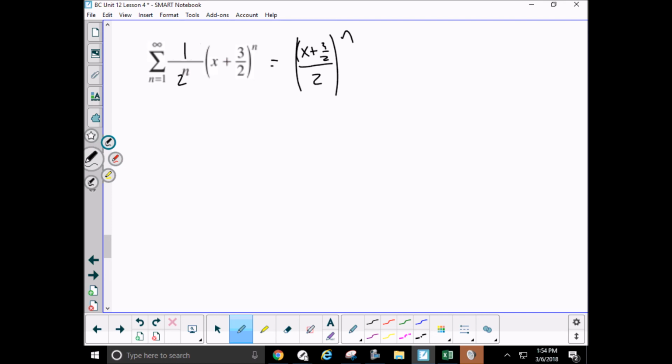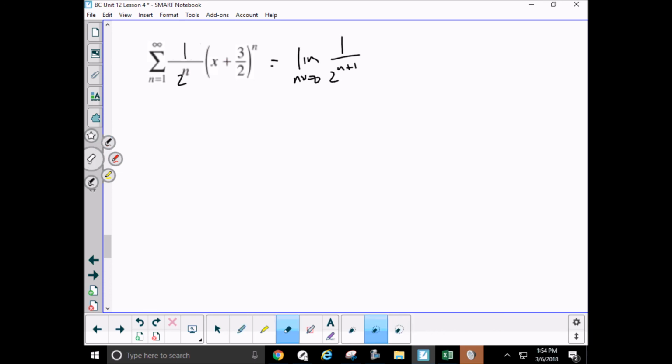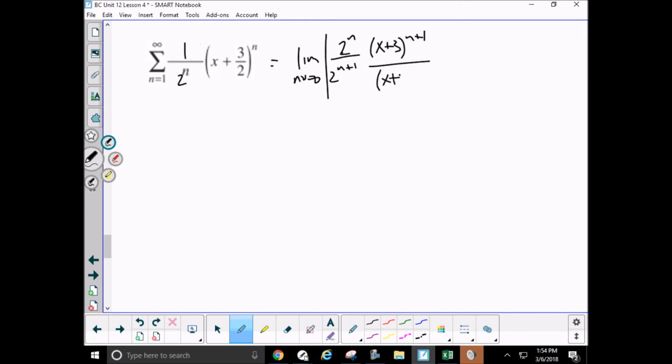But the geometric series is a lot quicker to do, because we already know that it's, okay, x plus 3 halves over 2, this absolute value is less than 1. That's what we're going to end up with anyways using the ratio test, but watch how much longer it takes to get there. All right, here we go. Limit as n approaches infinity of 1 over 2 to the n plus 1. We'd end up with a 2 to the n in the numerator. Absolute value. We got x plus 3 to the n plus 1 over x plus 3 to the n. This has to be less than 1.